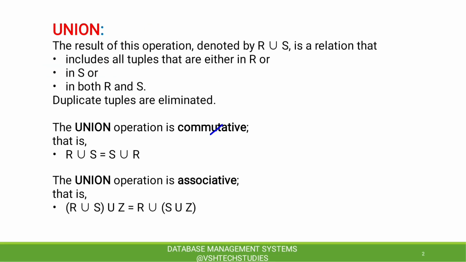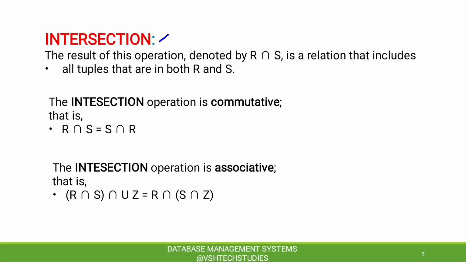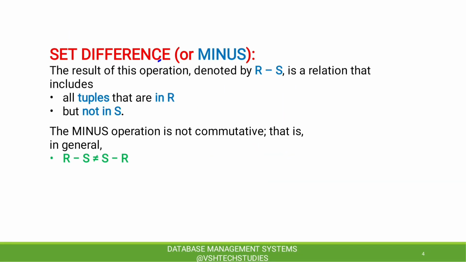Union operation is commutative, that is R union S is also equal to S union R. Union operation is also associative, that is R union S if you do first and with the result if you do union of Z, that is equal to first you do S union Z and with the result if you do R union, it gives the same result. So union operation is both commutative and associative. Similarly, intersection operation is also both commutative and associative. But set difference or minus operation is not commutative. It is not also associative.